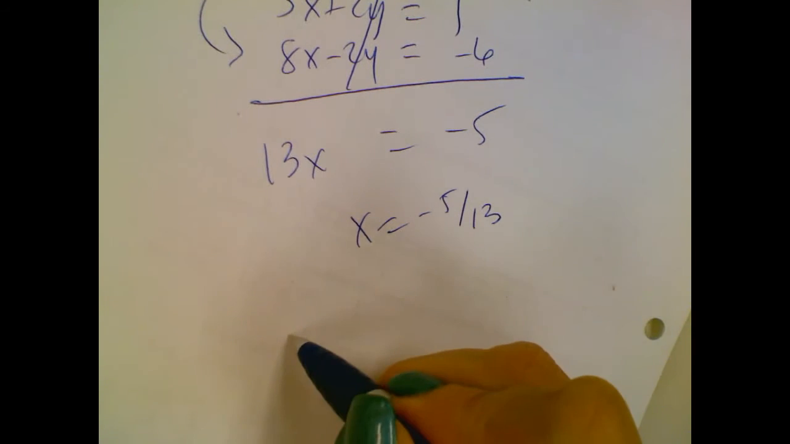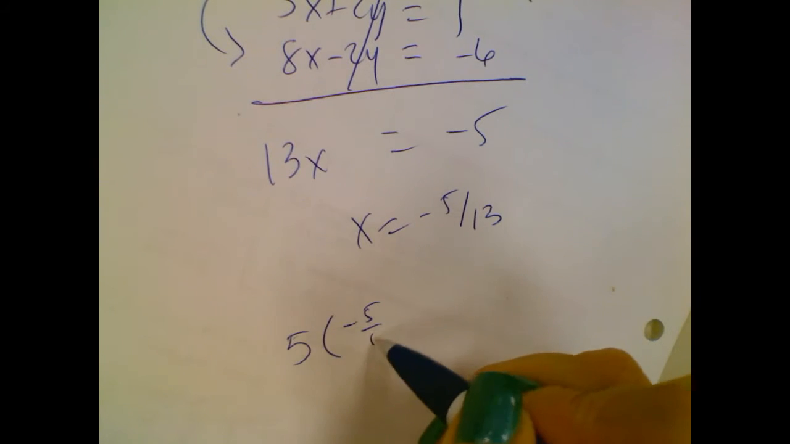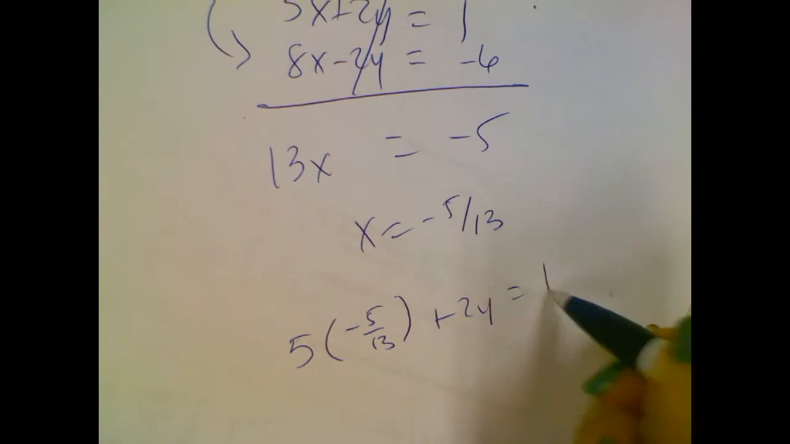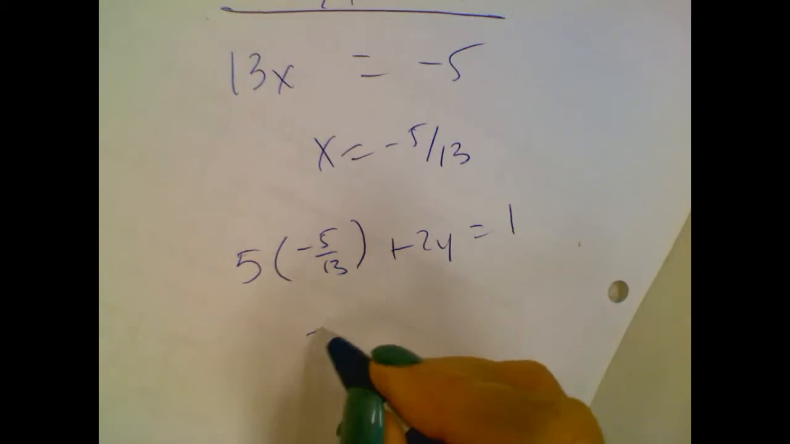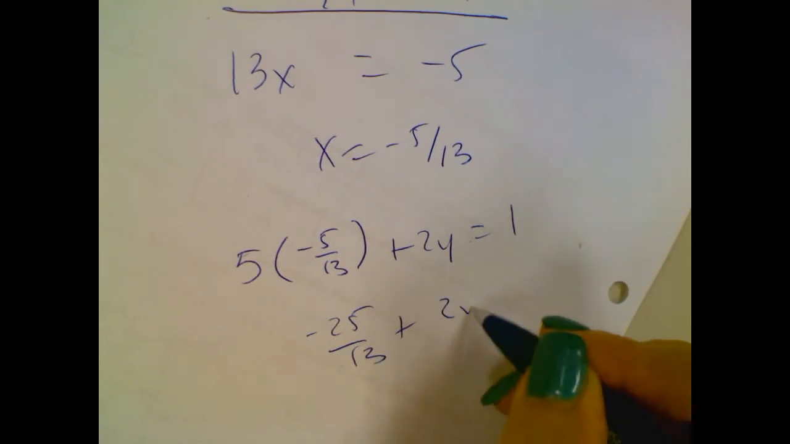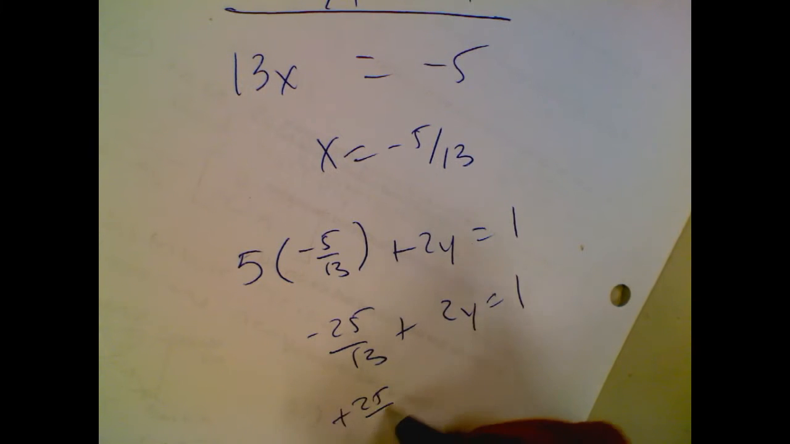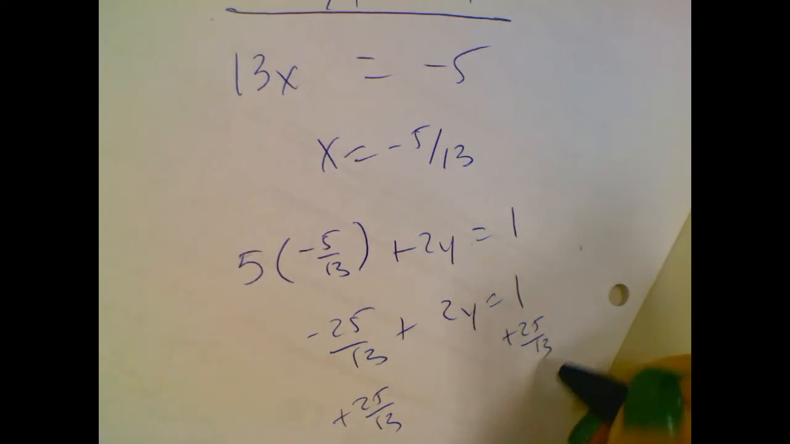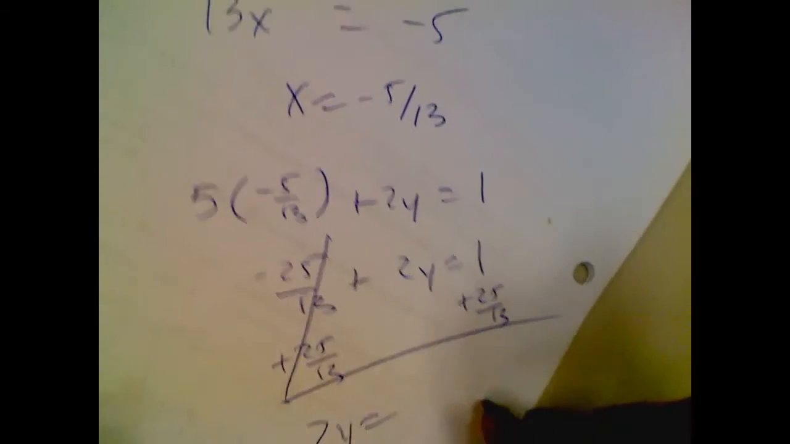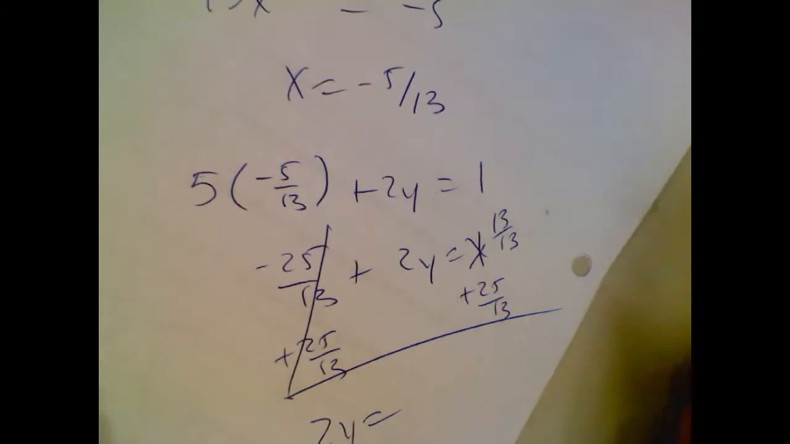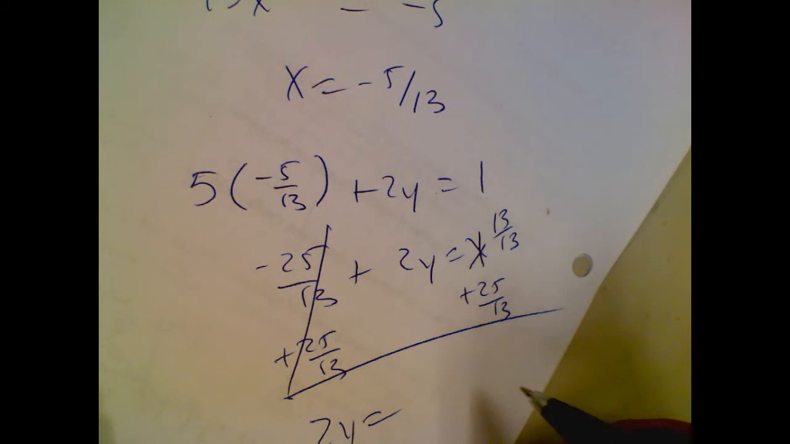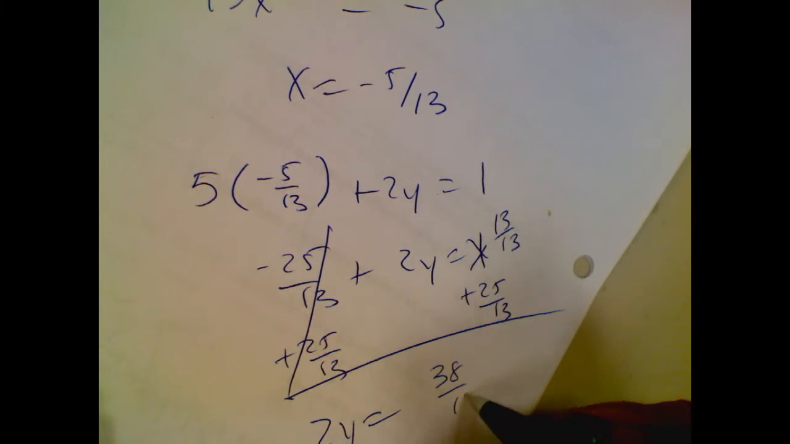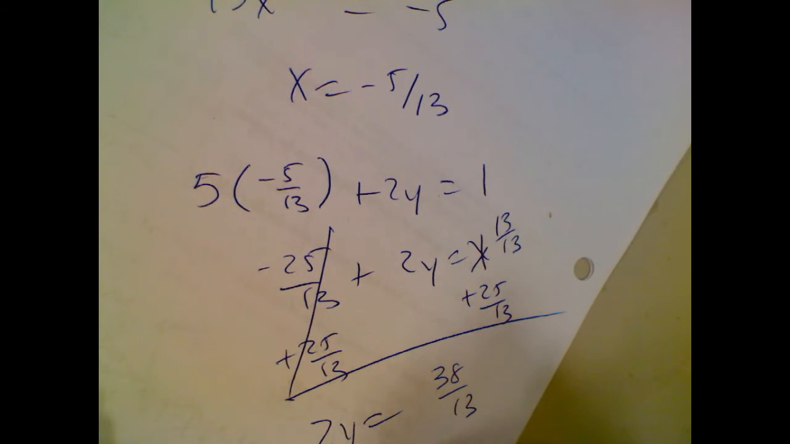Then you would have to plug that in right here. You would have to plug that into x to solve for y. So this would be negative 25/13 plus 2y equals 1. Add this to the other side. 2y equals, I'm going to change 1 to 13/13 and make that, what was my answer? I don't feel like I'm getting my answer here. Oh, because I have to divide by 2. And that would make that 38/26, which makes that 19/13.